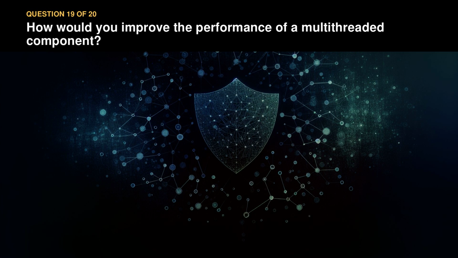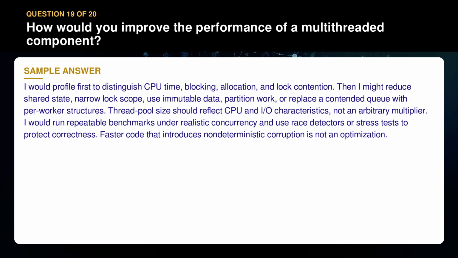Question 19. How would you improve the performance of a multi-threaded component? I would profile first to distinguish CPU time, blocking, allocation, and lock contention. Then I might reduce shared state, narrow lock scope, use immutable data, partition work, or replace a contended queue with per-worker structures. Thread pool size should reflect CPU and I/O characteristics, not an arbitrary multiplier. I would run repeatable benchmarks under realistic concurrency and use race detectors or stress tests to protect correctness. Faster code that introduces non-deterministic corruption is not an optimization.